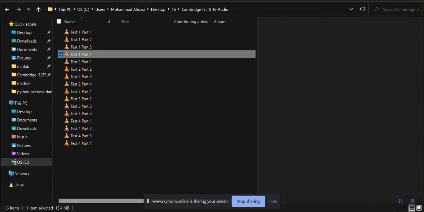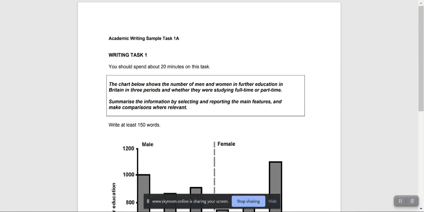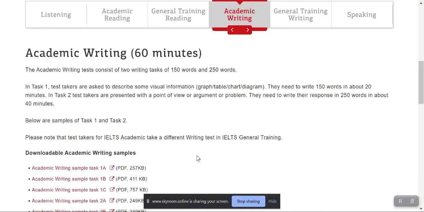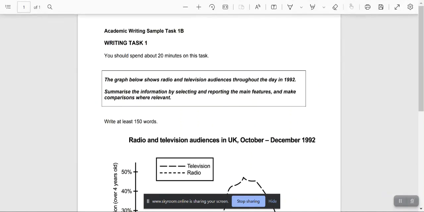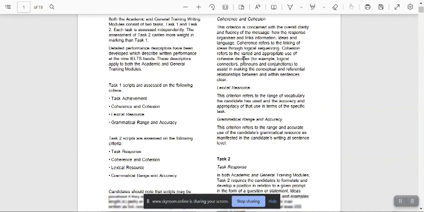Okay, now let's go for a quick writing sample: candidate writing script and examiner comment.